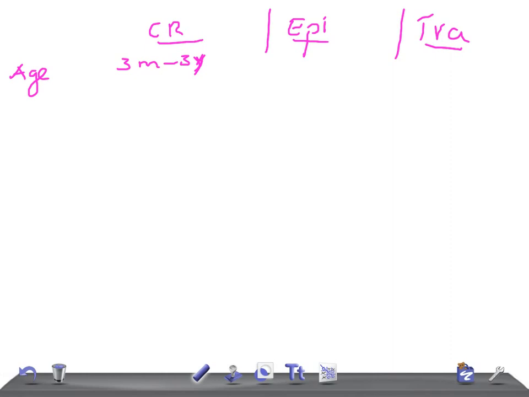Epiglottitis, age group affected. In this, epiglottitis is older, that's 3 to 7 years. Okay, very good. And in tracheitis, it can be similar to croup, that is 3 months to 2 to 3 years.